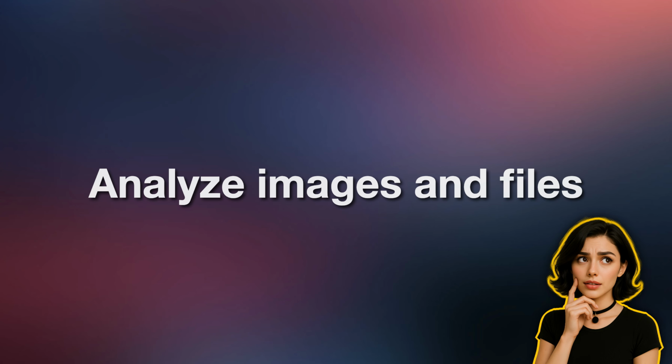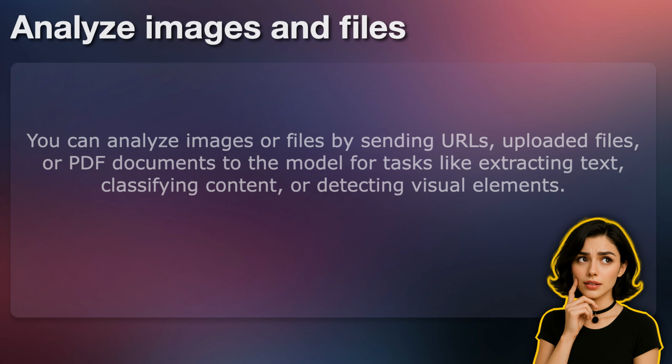Analyzing images and files is another powerful feature of the API. You can analyze images or files by sending URLs, uploaded files, or PDF documents to the model for tasks like extracting text, classifying content, or detecting visual elements.